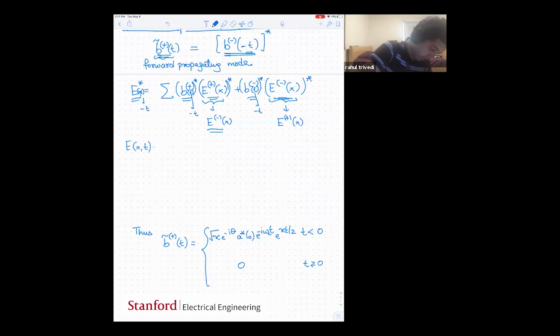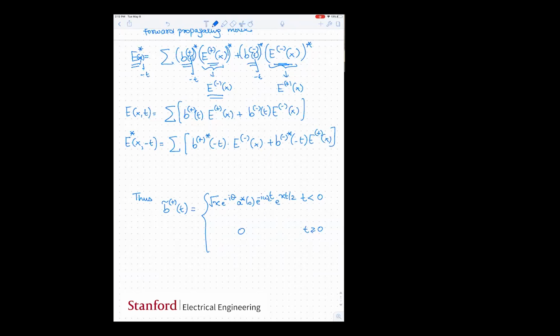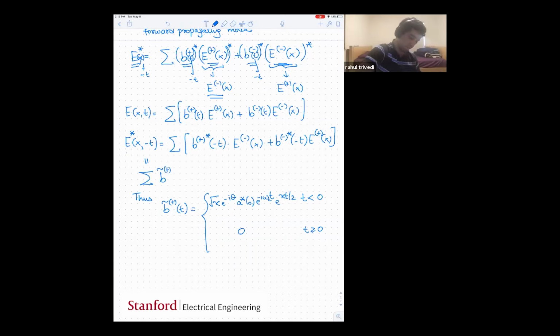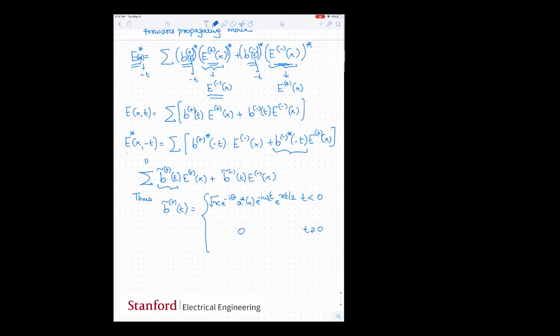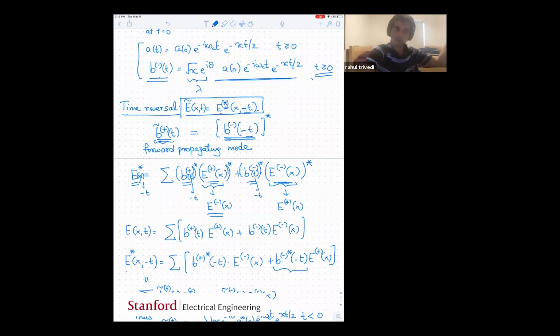So you have E of x comma t equal to the sum of B plus of t, E plus of x, plus B minus of t, E minus of x, right? And so E star of x comma minus t is therefore the sum over B plus star of minus t times E minus of x plus B minus star of minus t, E plus of x. Does this make sense? So if I write this as a sum over B tilde plus of t, E plus of x, then you can easily identify that the new forward propagating amplitude is this. So that's where the minus t comes from. Does this make sense? Then I just substituted the B minus of t that I had solved from my forward problem, and I get the time reverse problem.